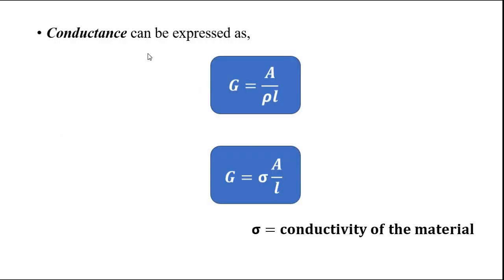And in terms of the dimensions, length, cross-sectional area, and resistivity, it is expressed as G is equal to A by rho L, simply the reciprocal of the expression of resistance, rho L by A. Here 1 by rho is sigma, which is the conductivity of the material. So it can also be expressed as G is equal to sigma A by L.